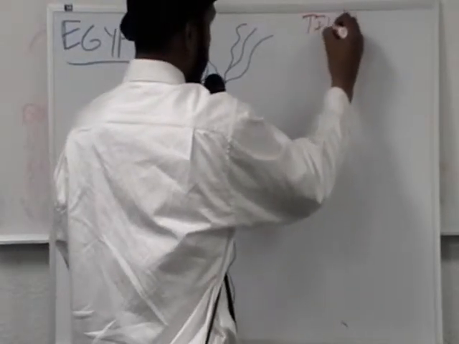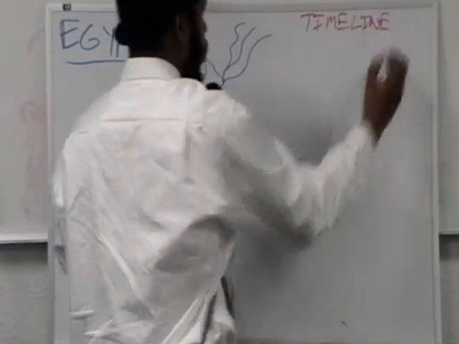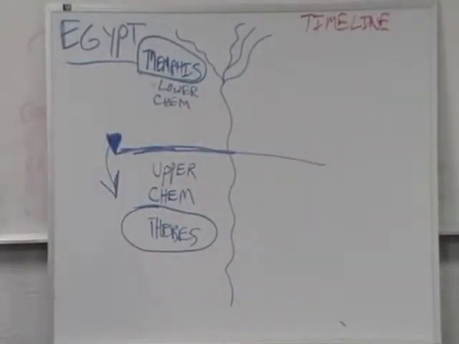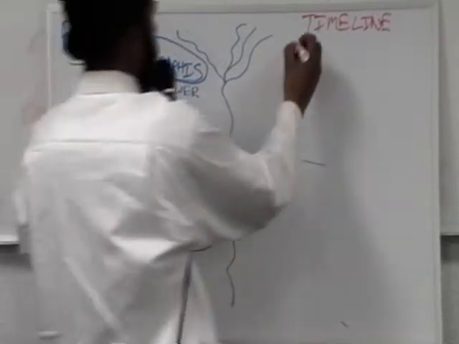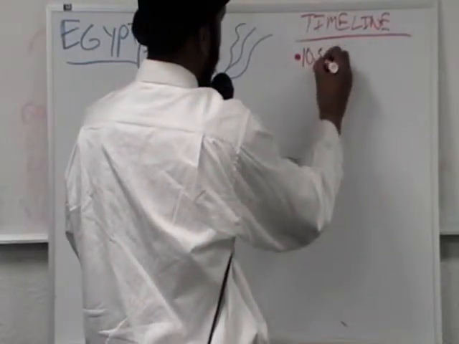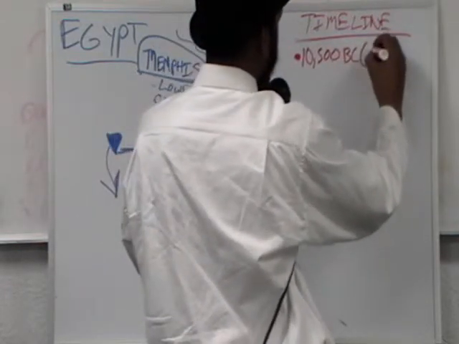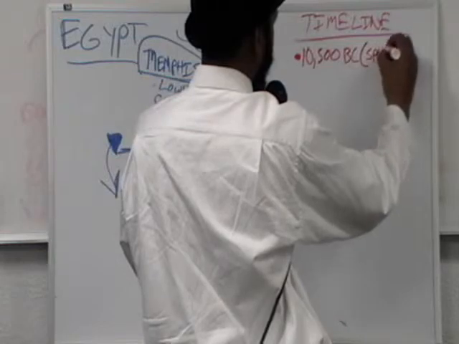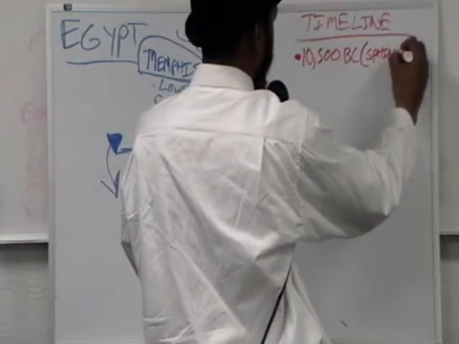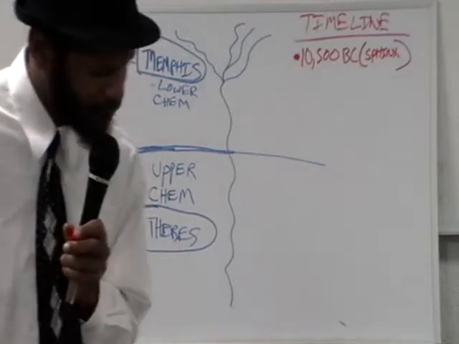I'm going to do my timeline over here. Brother, can they see the whole board? They can see all of this, right? Yeah. Okay. I want to put my timeline here. 10,500 BC, the Sphinx. 10,500 BC, you have the Sphinx.